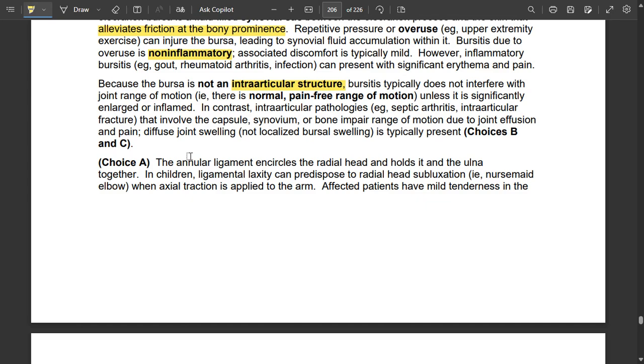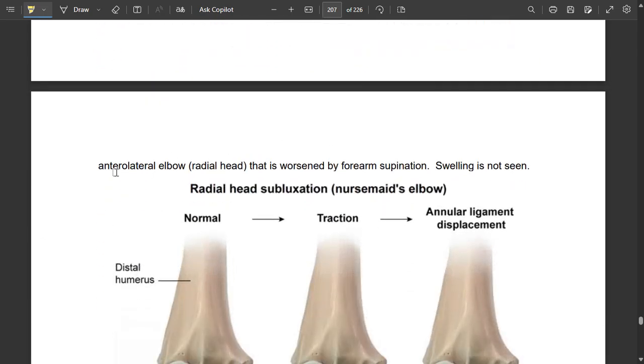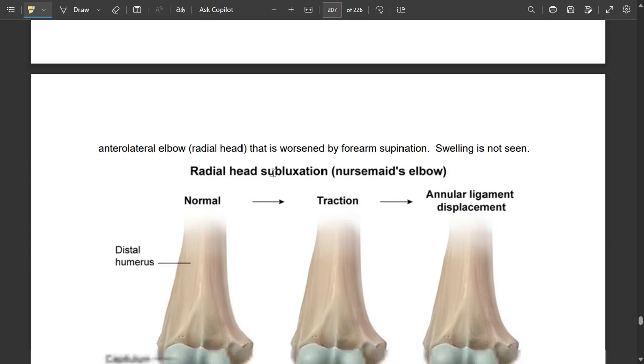The annular ligament encircles the radial head and holds the radius and the ulna together. In children, ligamentous laxity can predispose to a radial head subluxation, that is nursemaid's elbow. When axial traction is applied to the arm, affected patients have mild tenderness in the anterolateral elbow over the radial head, that is worsened by forearm supination.